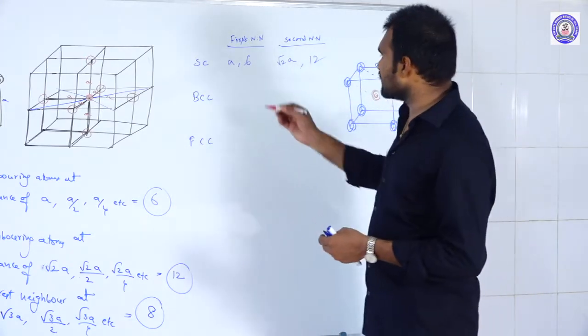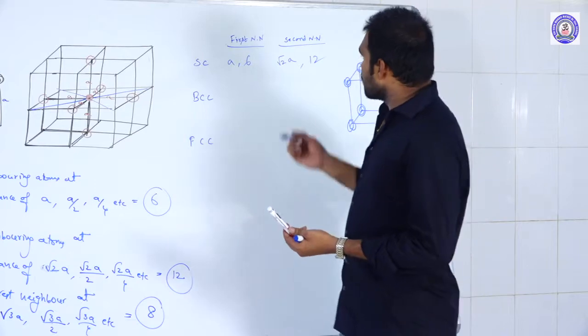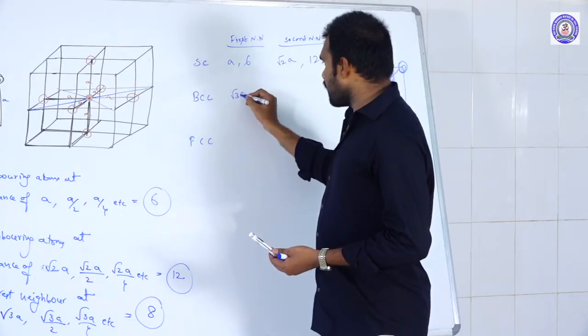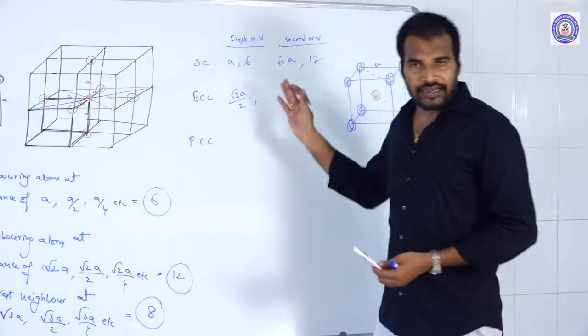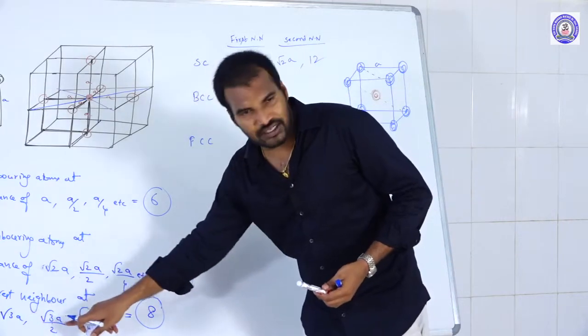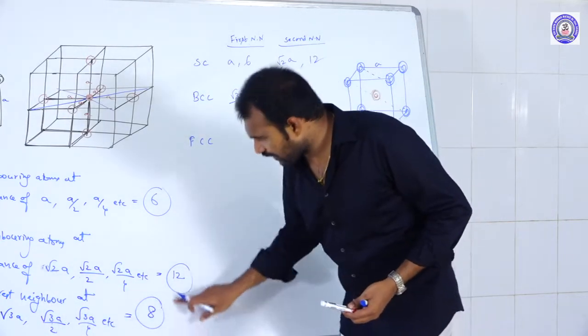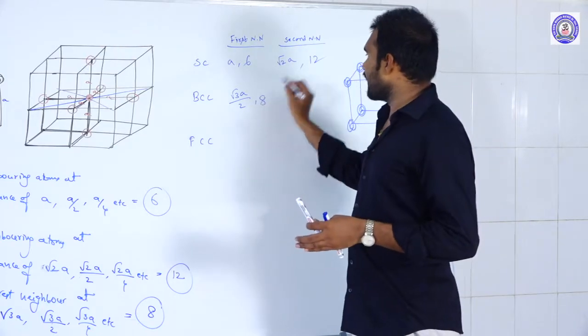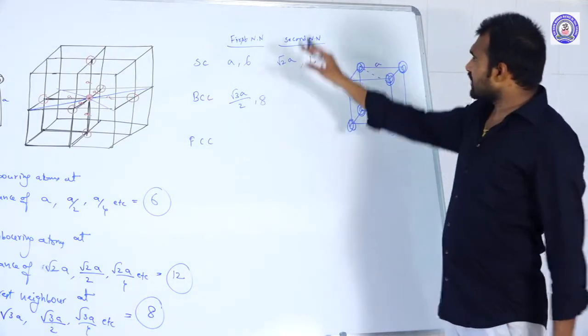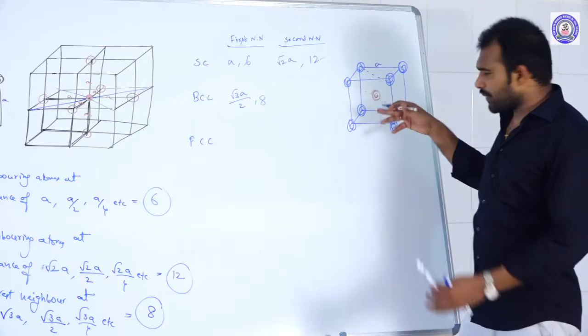So in case of body centered cubic, the first nearest neighboring distance formula is root 3a by 2. And at a distance of root 3a by 2, what is the number of atoms? 8 are there. So 8. Next, second nearest neighboring distance. So root 3a by 2 is already finished.